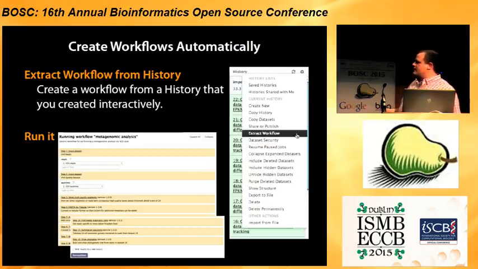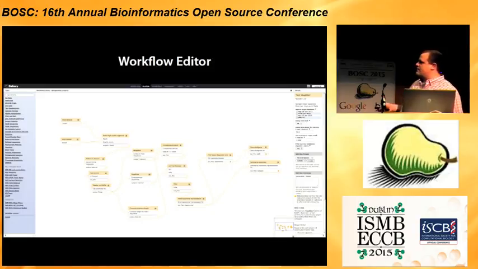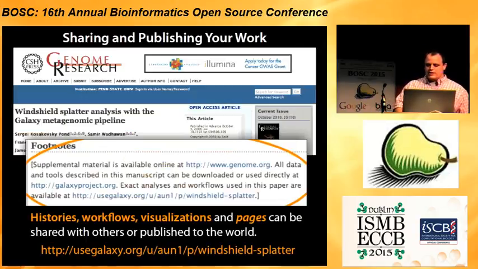To create a workflow in Galaxy, you can create it from your interactive analysis history. Just click Extract Workflow. That'll create a workflow that's pre-populated with all those options that you found before, and then you can just go ahead and run it. You can also manually edit workflows or create them from scratch within our workflow editor. When you go to publish a page inside of Galaxy, you write a paper, you want to include information about it.